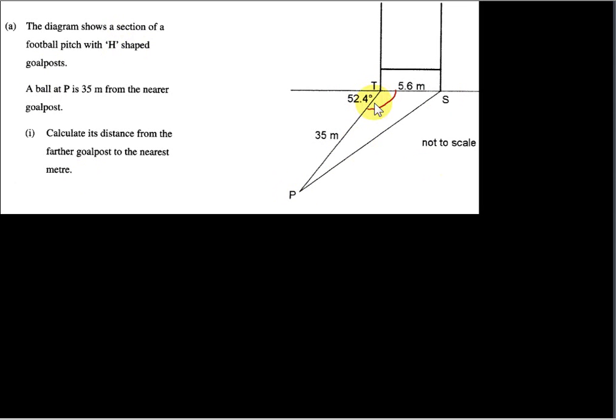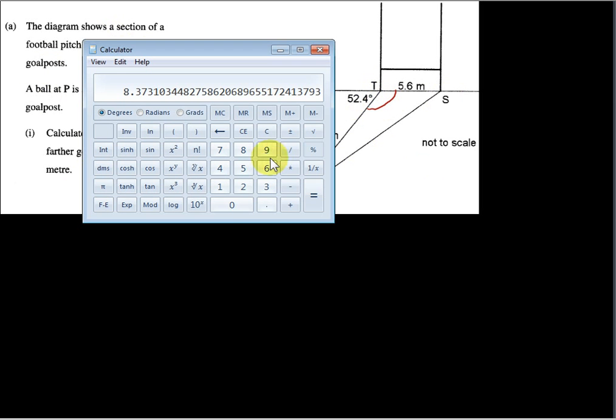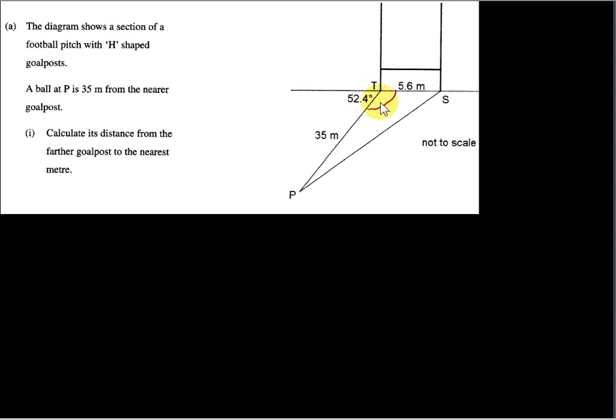So all of this here is the horizontal ground, it's just a ground. These two angles add up to 180 degrees. So we have 180 minus 52.4, which is 127.6.